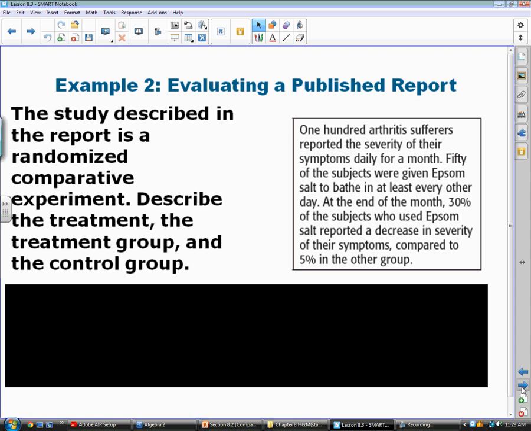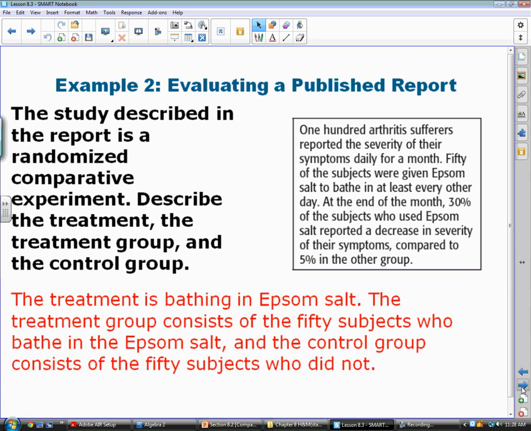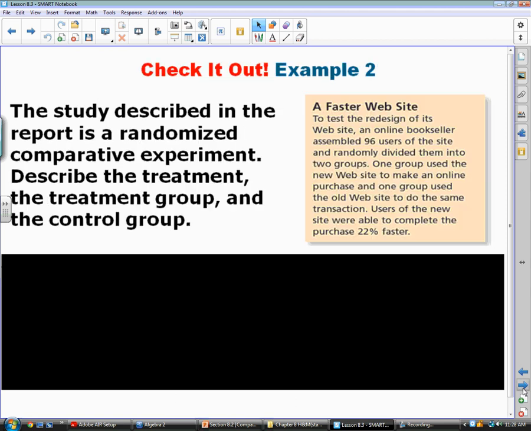All right, so we have our treatment, which is bathing in Epsom salt. The treatment group is going to consist of those people that are actually bathing in that Epsom salt, and the control group consists of the 50 subjects who did not. All right, go ahead and try this next one right here. This study over here is a randomized comparative experiment. Again, describe the treatment, the control group, and the treatment group.